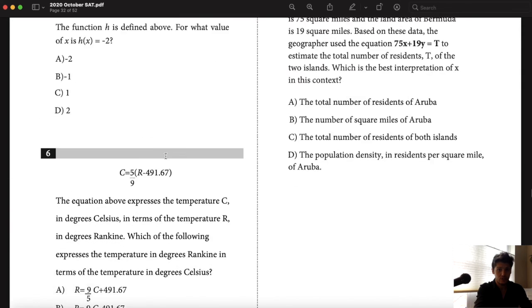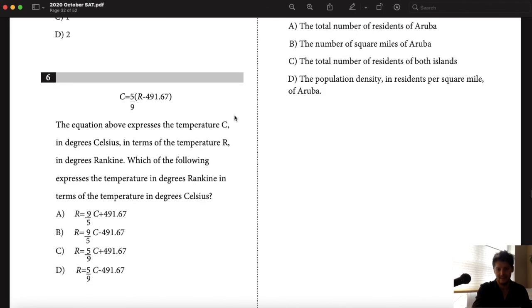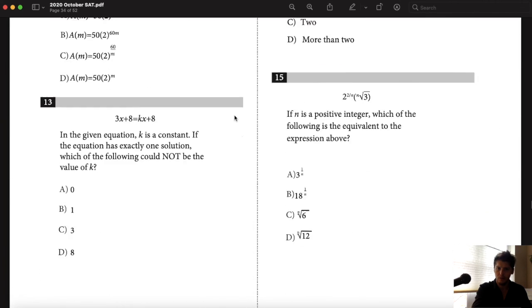This interpreting equations question, where I start with a wise-ass answer. I say x is the thing that gets multiplied by 75, so it's not 75. Cross off answers from there. And I won't bore you with the details of everything else, but there were plenty of things in this test that seem like classics. So hopefully that was helpful to you.